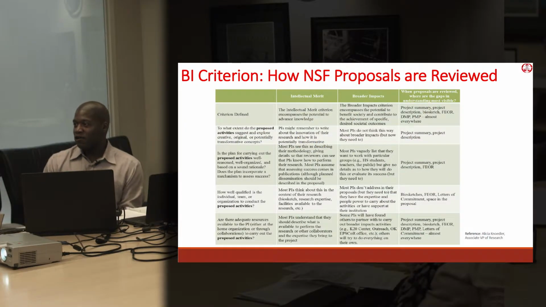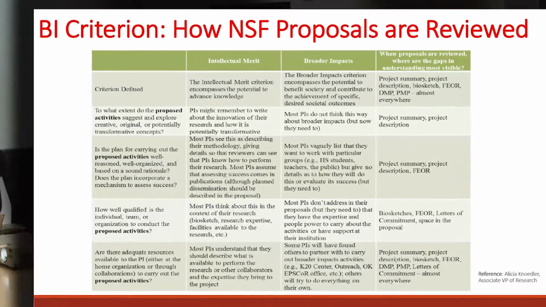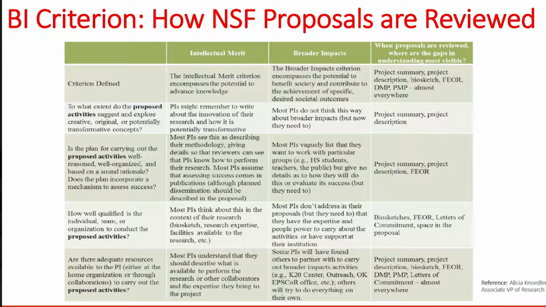This also goes with talking about the adequate resources. So in your intellectual merit, you will be able to describe what is available to perform the research. You'll talk about other collaborators. But within your broader impacts, you may not specifically want to talk about that. And you have to, and you need to.